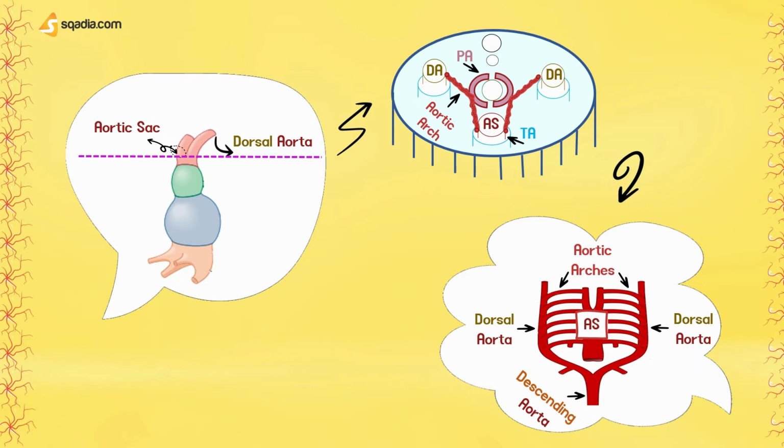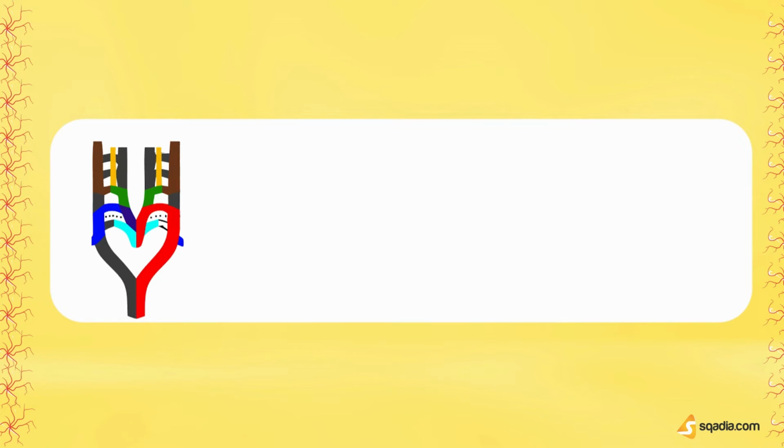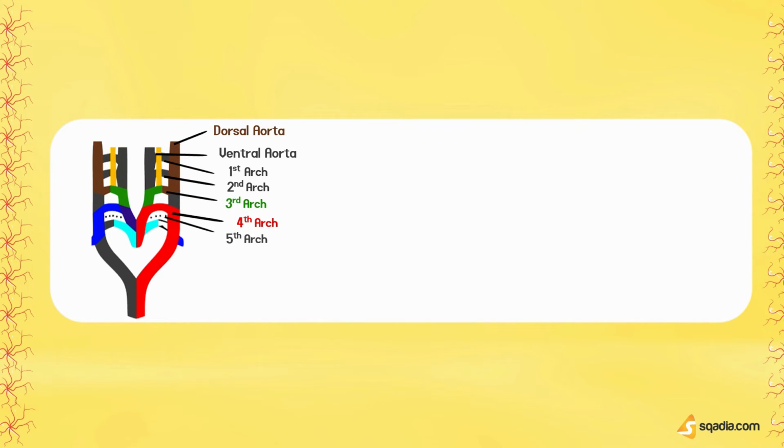Let's revise the mnemonic we discussed for the fate of each of the aortic arches. So, this is the dorsal aorta. This is the ventral aorta. This is the first arch. This is the second arch. This is the third arch. This is the fourth arch. This is the fifth arch. That will degenerate, so it is shown as a dotted line. And this is the sixth arch.